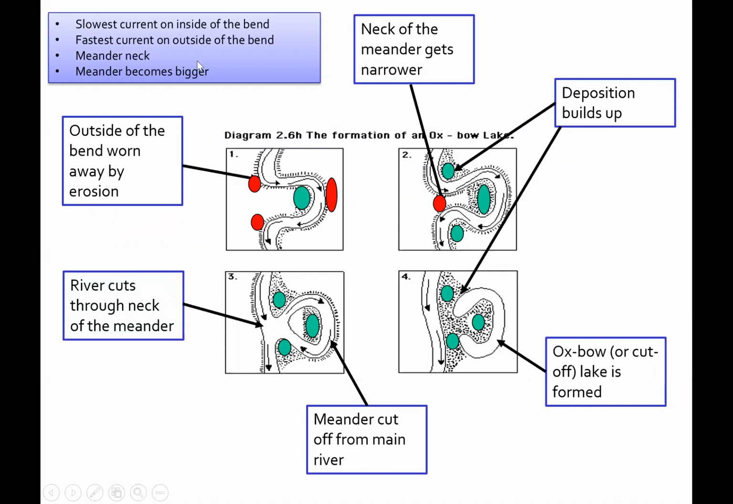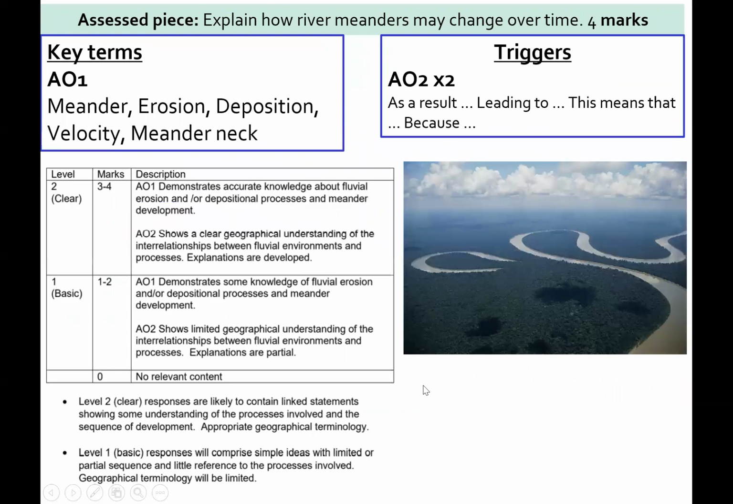You can add your slowest and your fastest currents. Remember, slowest current on the inside of the bend, fastest current on the outside of the bend. So now you can have a go at your assessed piece, and I'd like you to answer this exam question. Explain how river meanders may change over time.